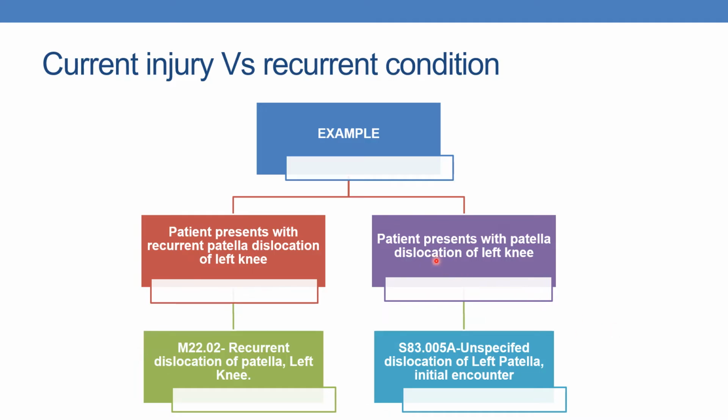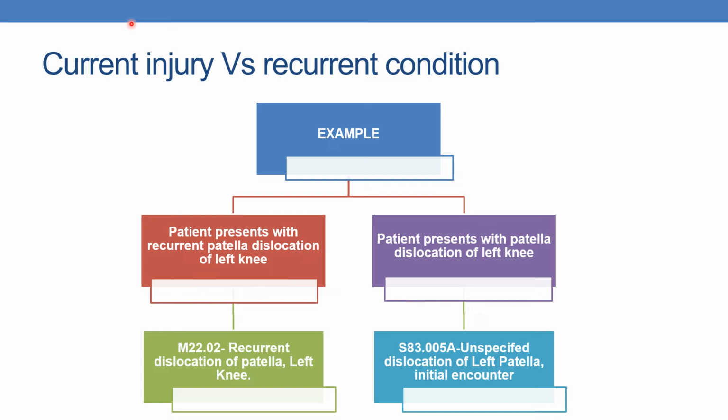Now, second case, patient presents with patella dislocation of left knee. This is a current injury. Patient presents with patella dislocation of left knee. So this must be coded from chapter 19 codes. So the appropriate code is S83.005A. Unspecified dislocation of left patella, initial encounter. Seventh character A indicates initial encounter.